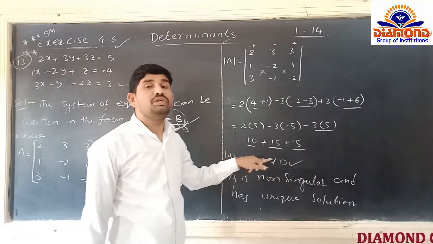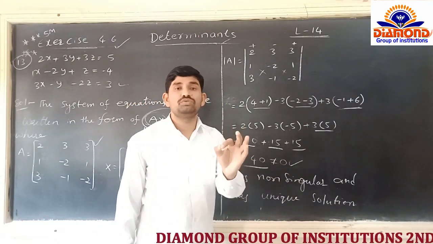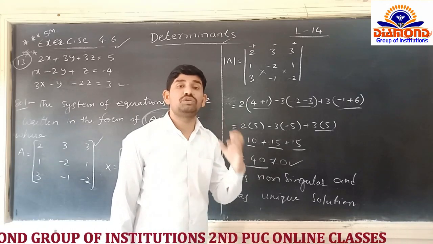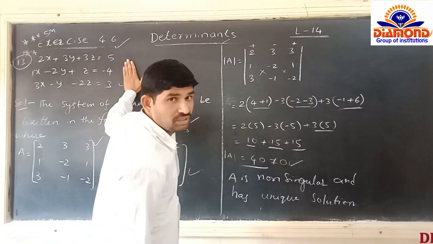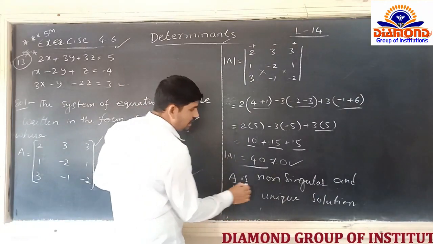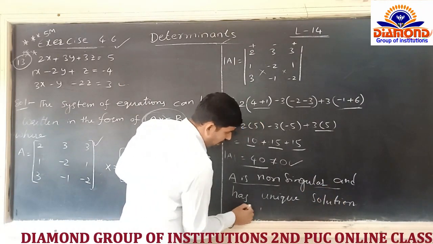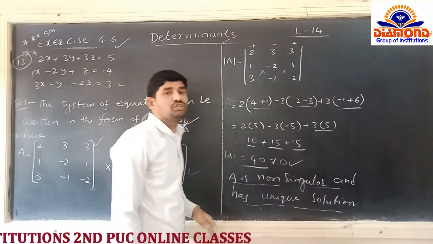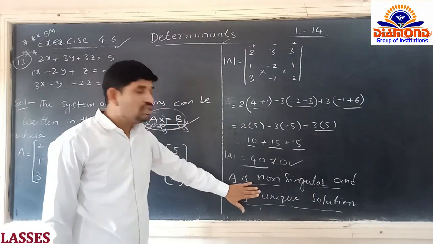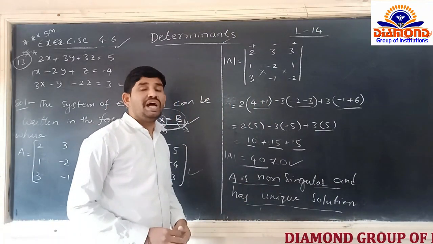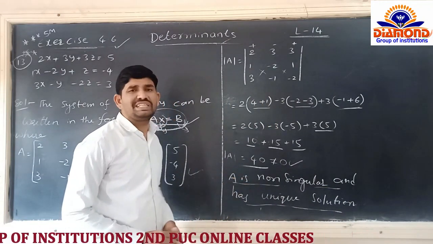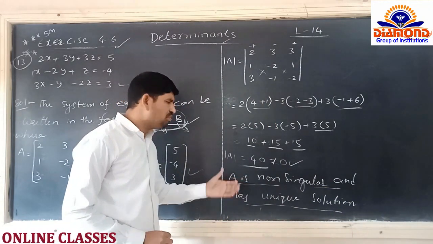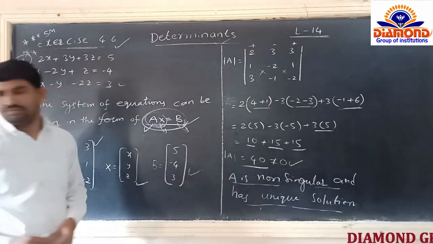If the determinant of A is not equal to 0, it has a unique solution. Remember one thing, the system of equations is a consistent system of equations. So now I am writing here: A is a non-singular matrix and has a unique solution. You will write here. After writing it, what we have to do? Again we have to compute the adjoint of A. After that we can write X is equal to A inverse into B. Now we can do the process in parallel, I will do this.